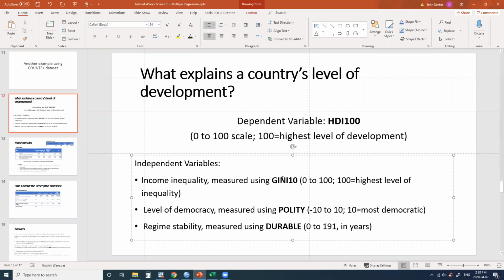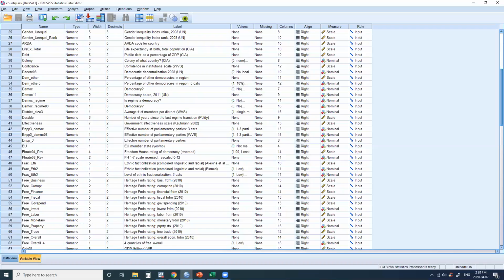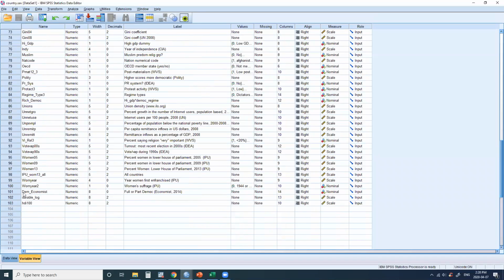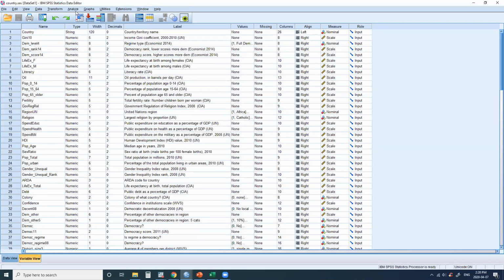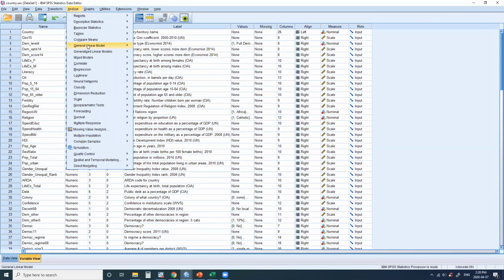And we can look at the units here. Gini is measured 0 to 100, with 100 being the highest level of inequality and 0 meaning the lowest level of inequality. POLI is -10 to +10, with 10 being the most democratic and -10 being the least democratic or most autocratic. And then durable is measured in years, from 0 to 191 years. If you downloaded that dataset, you will see there are a lot of variables. And just to get a little bit more practice with the interface, let's run a regression model together.